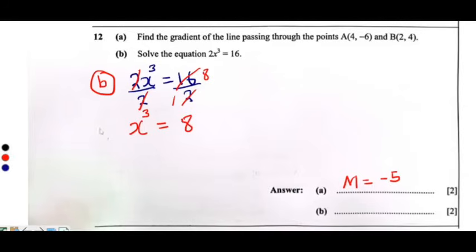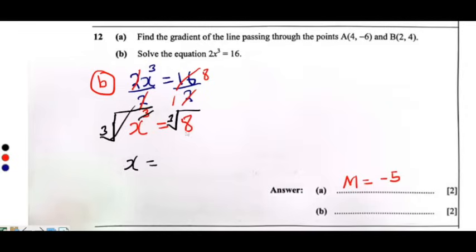We introduce a cube root so that this 3 and the cube root cancel. Even to the right hand side, we introduce a cube root, so this 3 and the cube root cancel. We're going to have x is equal to, what is the cube root of 8?